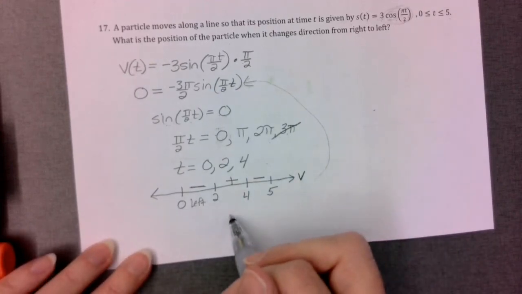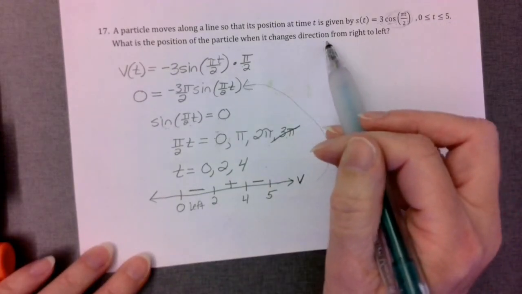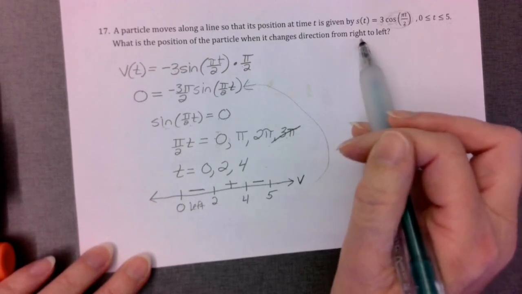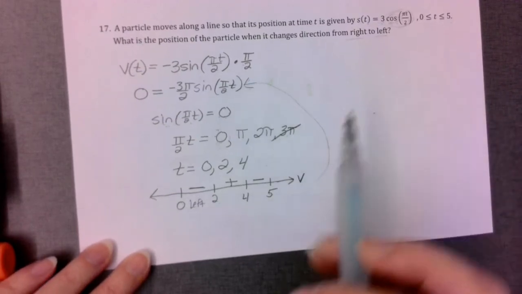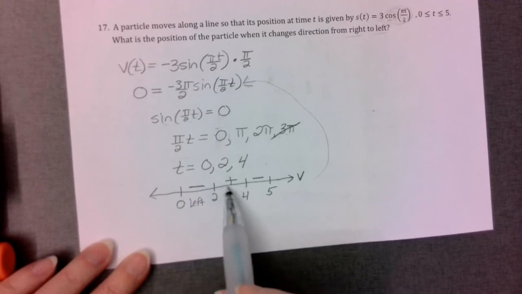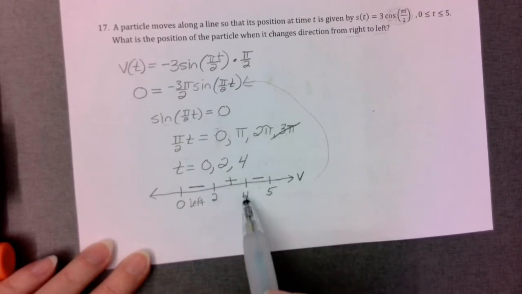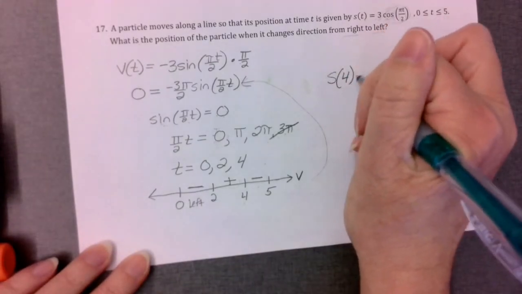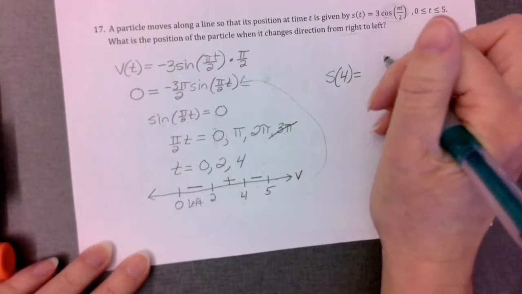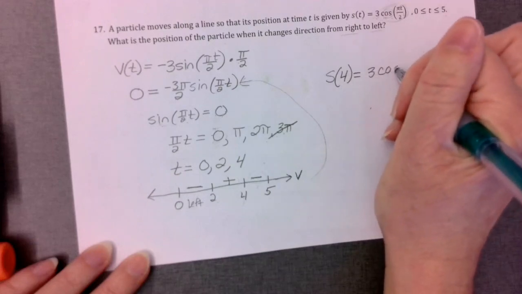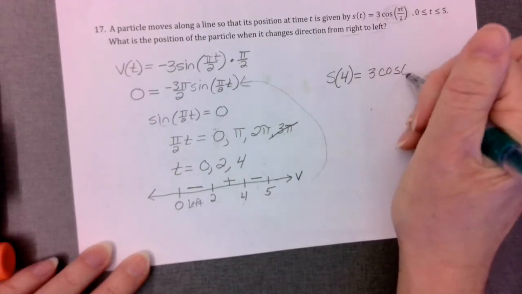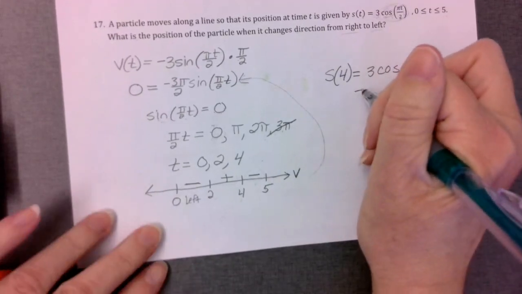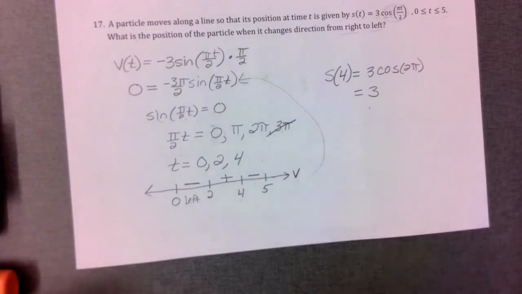and then we're going to go changing direction from right to left. Right meaning positive, left meaning negative. I see that occurring right to left here at the number 4. So the position would be S at 4. So that would be 3 times the cosine of 2 pi. Cosine of 2 pi is a 1, so it means position at 4 is 3.